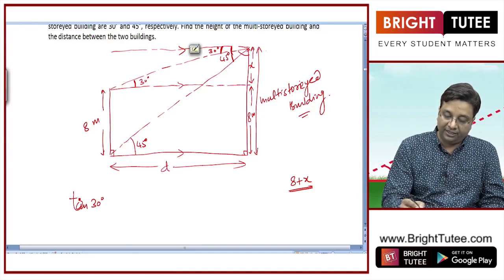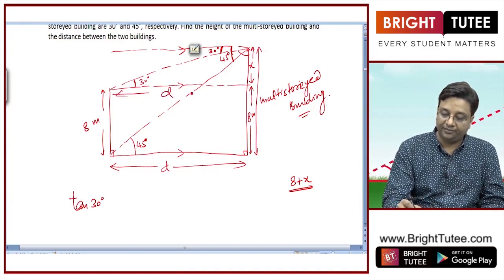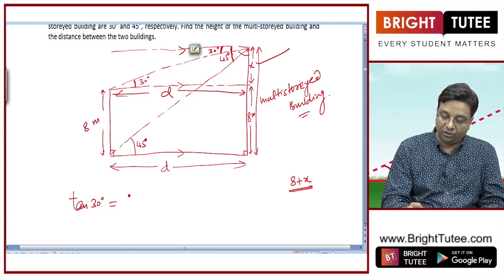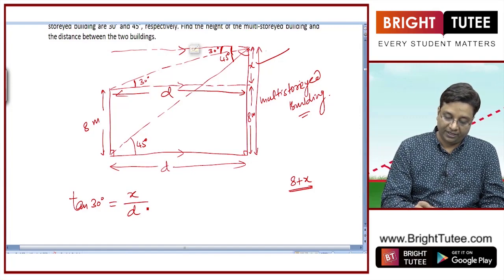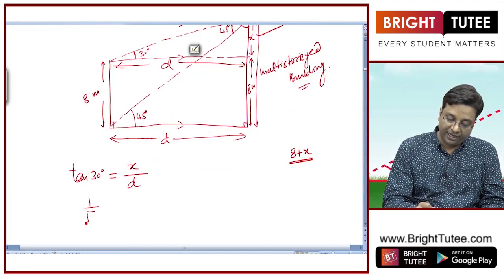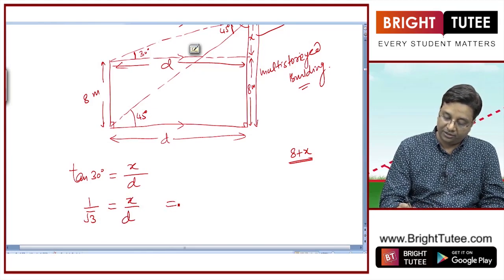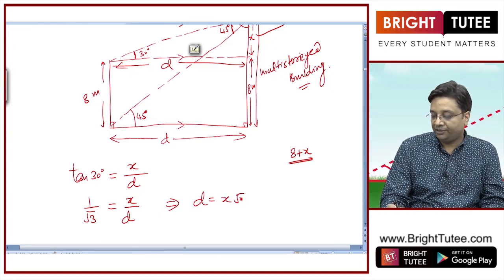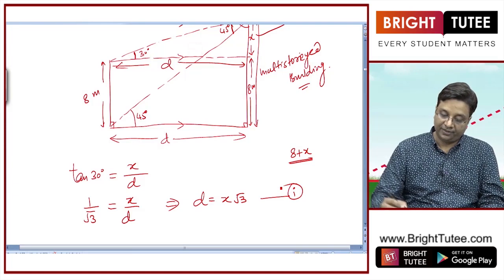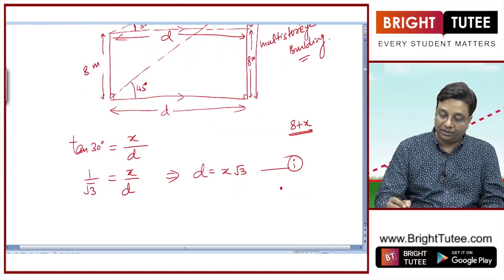What will be tan 30 degrees? If this is D and this is x, tan 30 is nothing but opposite x by adjacent D, right? And the value of tan 30 is 1 by root 3, so it is x by D. So this implies that D is equal to x root 3. This is one piece of information that we have got from the question.